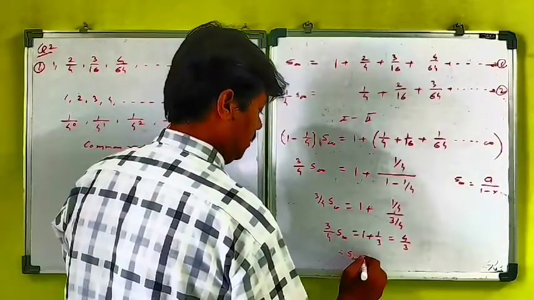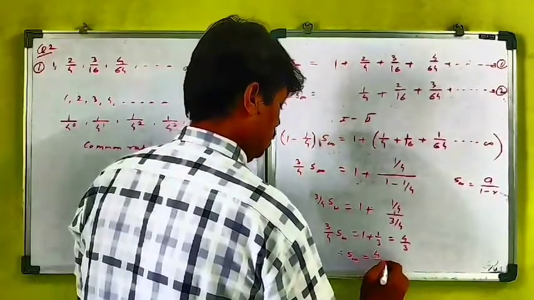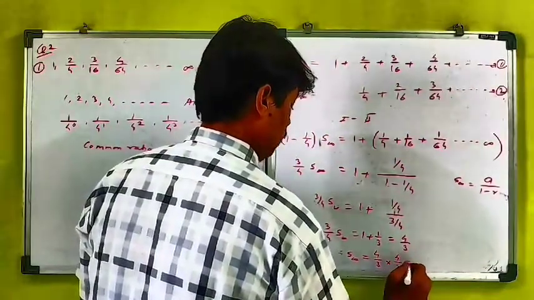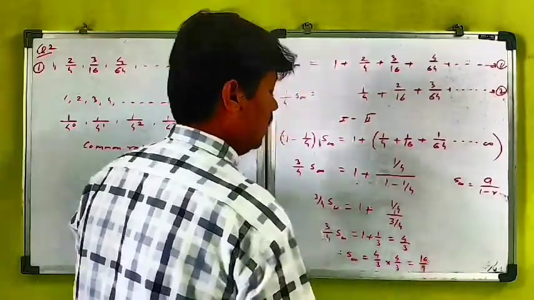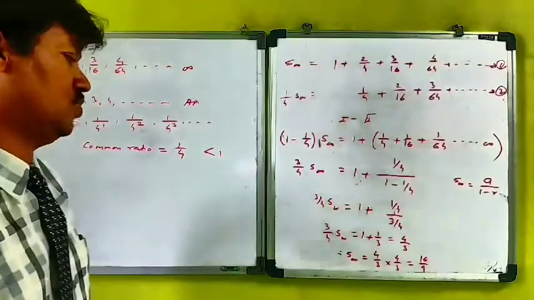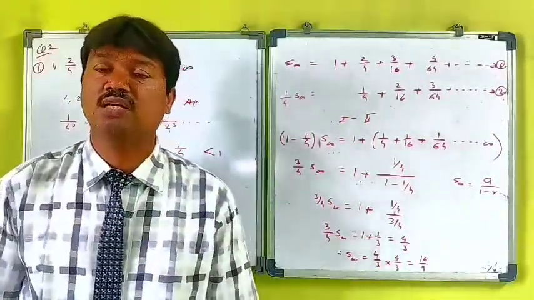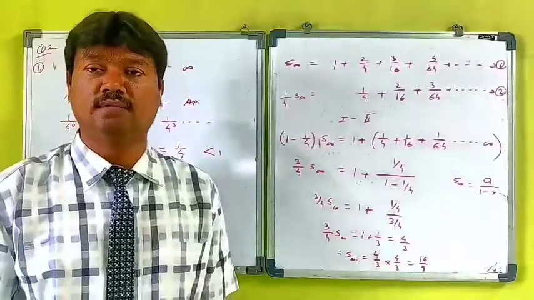Therefore, S infinity will be what? 4 upon 3 into 4 upon 3, which is 16 upon 9. 16 upon 9. That is the answer of this. So the answer for S infinity here will be what? 16 upon 9.